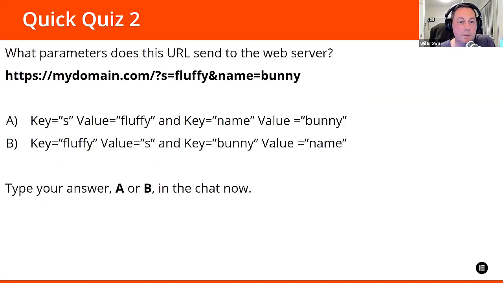Okay, here's a trickier one. Quick quiz number 2. What parameter does this URL send to the web server? It's https://mydomain.com?s=fluffy&name=bunny. Is it A, key s value fluffy and key name value bunny, or B, key is fluffy and value is s, and key is bunny and value is name? Type in your answer A or B. There are no prizes.